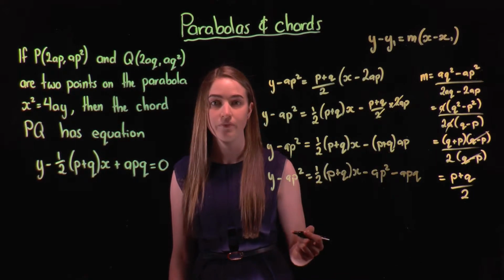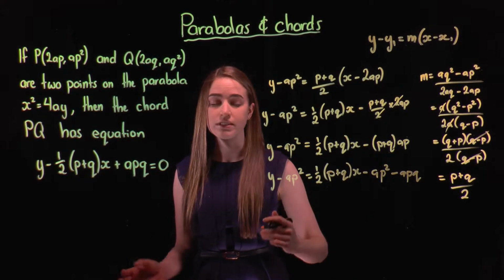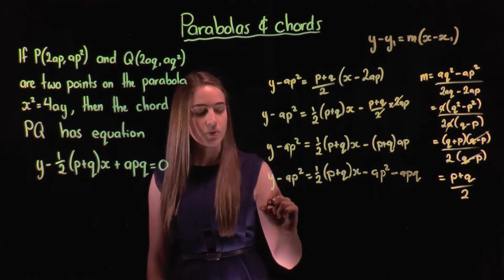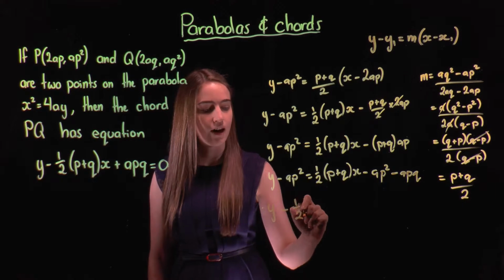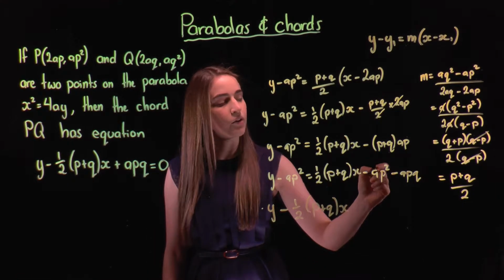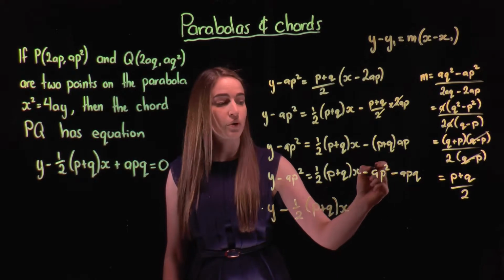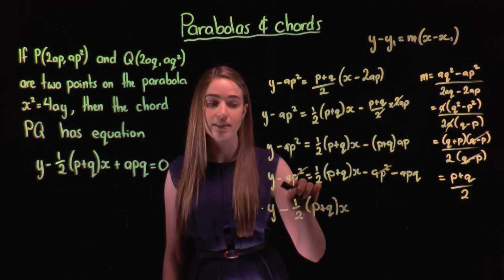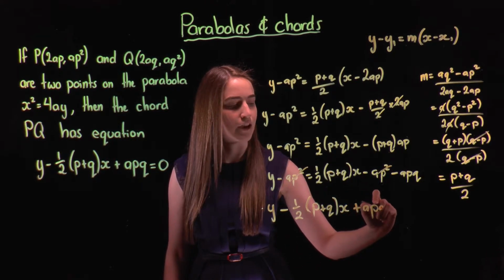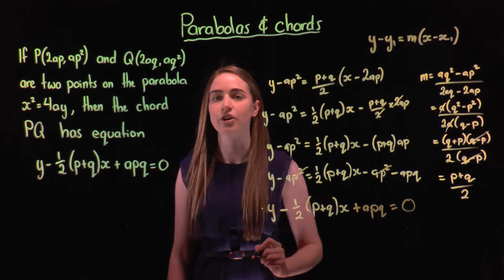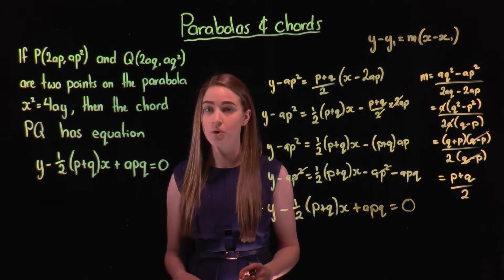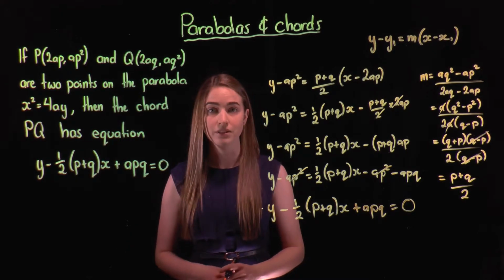expanding that bracket. Now I want to move all of this over to one side of the equal sign, so I'm going to move all of this over this side. So I'm going to end up with y minus a half outside of p plus q x. Now if I add that ap squared onto both sides, it's going to cancel out with this minus ap squared over here. And then I'm just going to add on my apq, and I'll have equals 0. So that's us proving that this is the equation of the chord joining 2 points on the parabola.